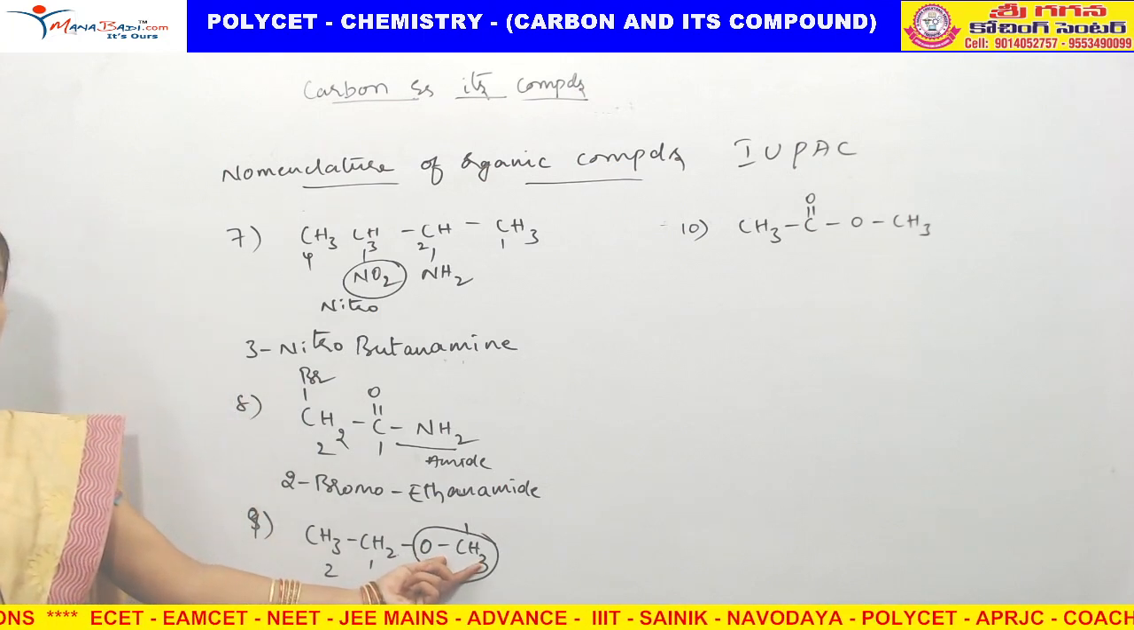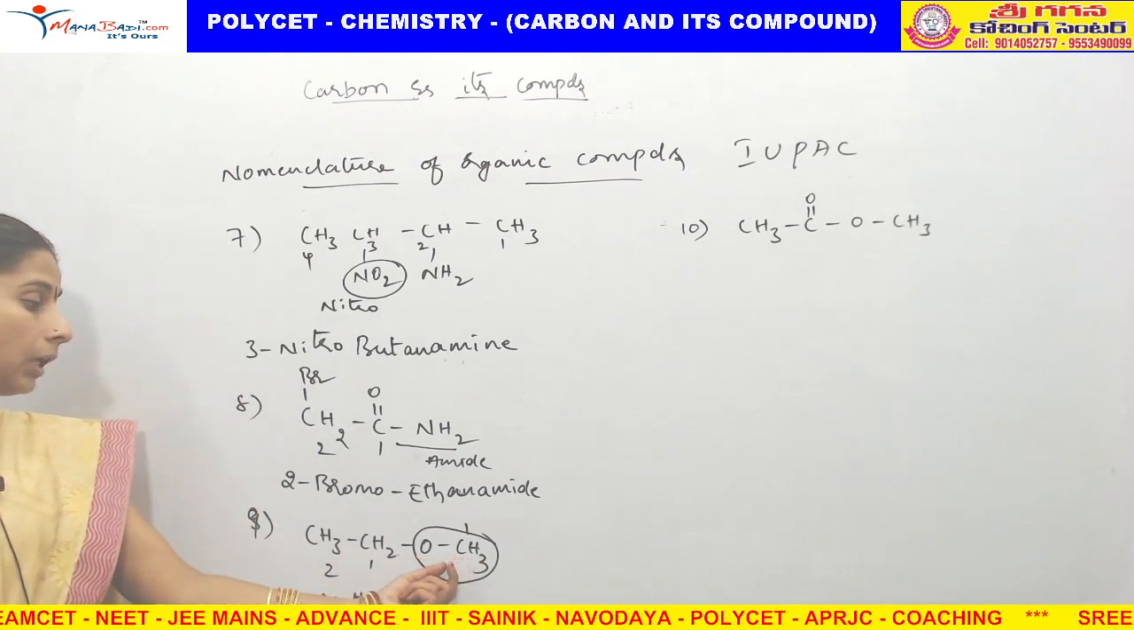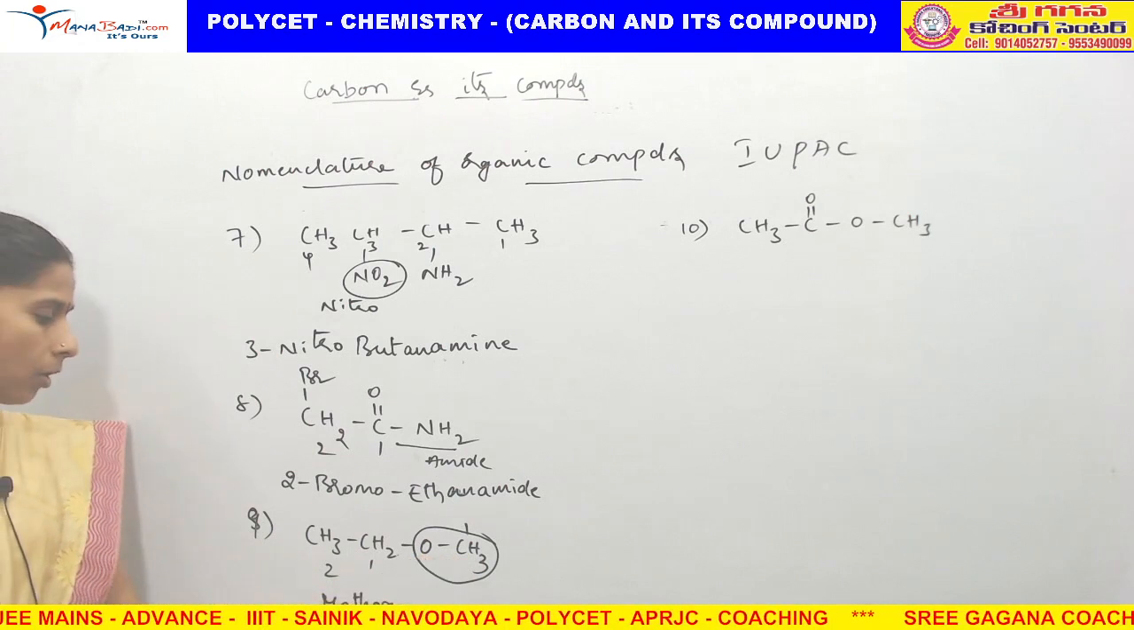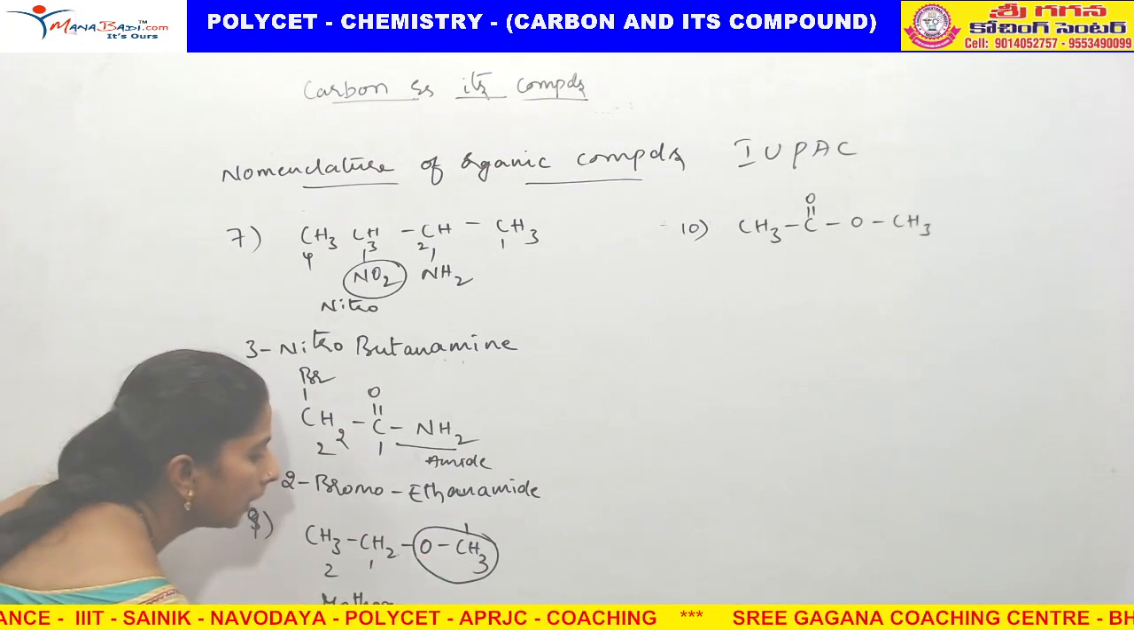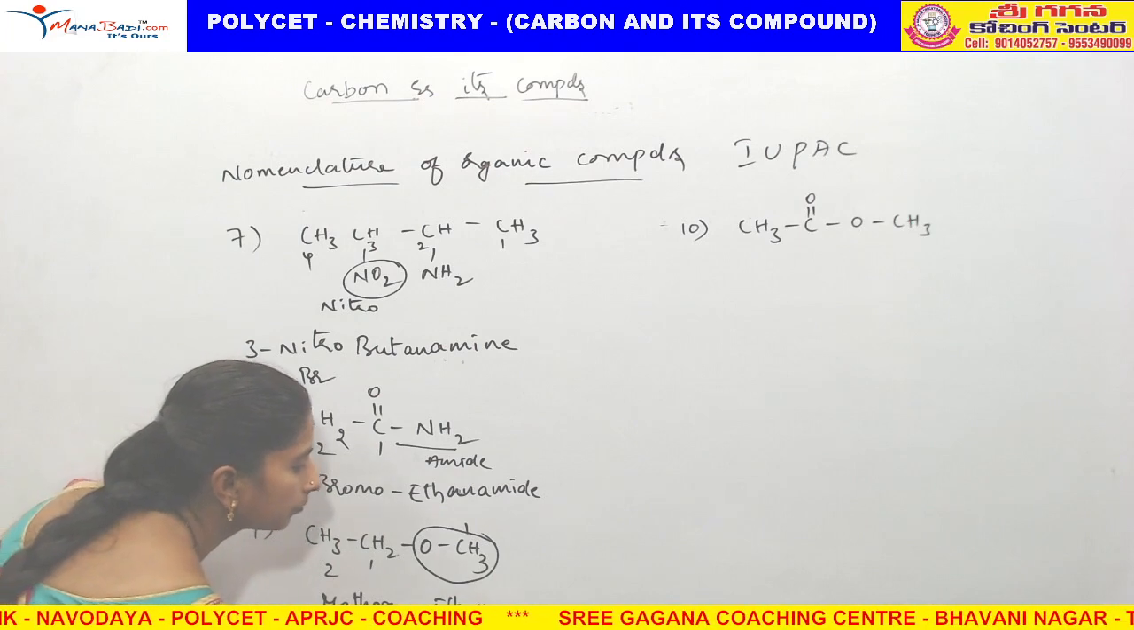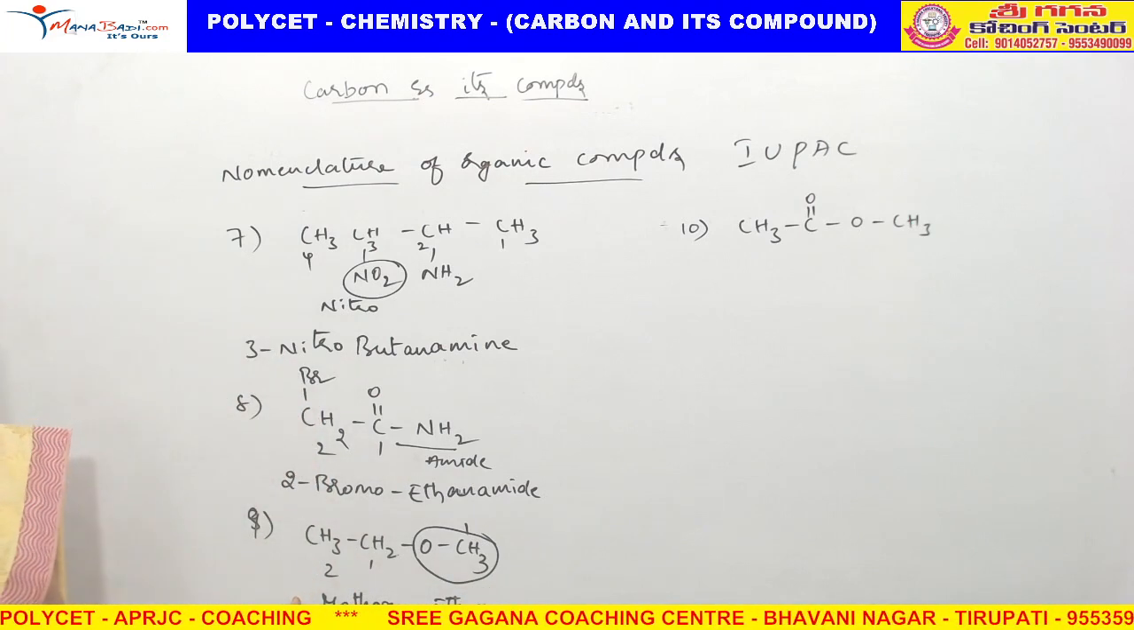Where is the smaller number of carbons? With that you need to combine oxygen. Oxy, methoxy, ethane. That is the name. Methoxy ethane. That is the name.